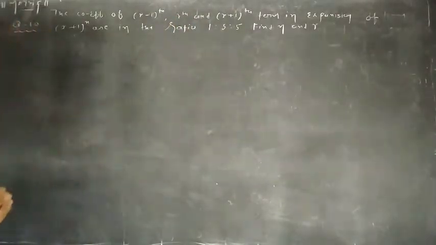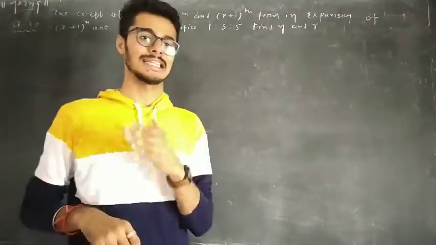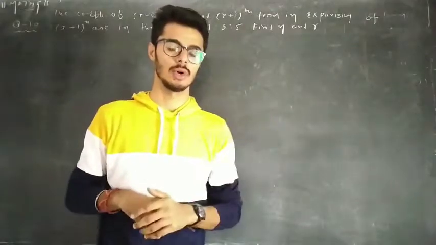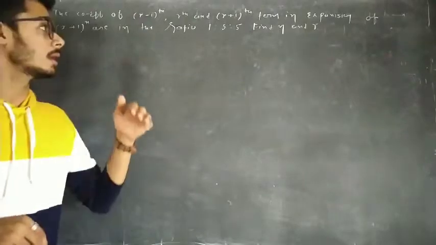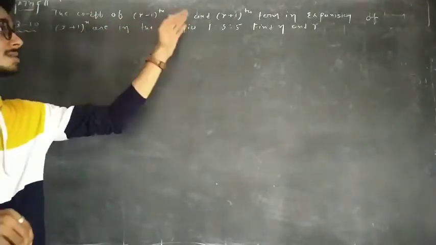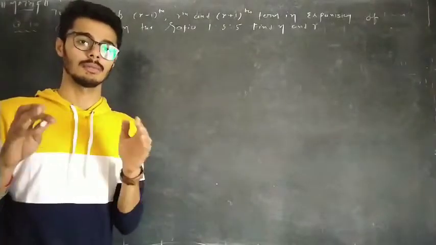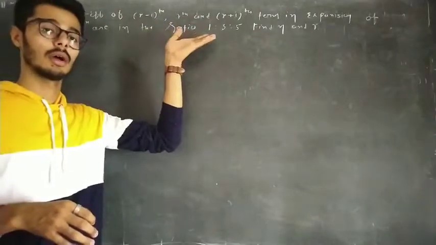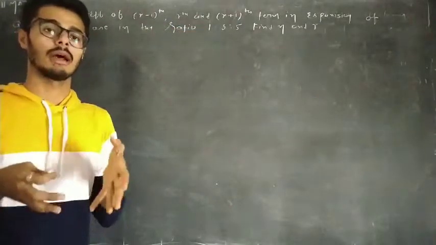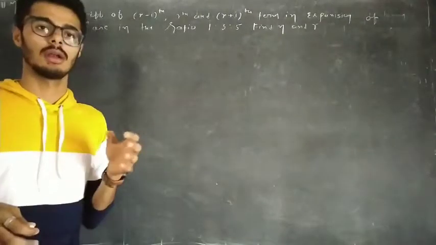In each and every case of this kind of example, first of all we go for the general term. As we know, our general term is T(r plus 1) = nCr a raised to n minus r and b raised to r. In the general term r is used, but in this question r is also given, so we have to replace the general term's r. We have to replace it, because this r is given in the question also.